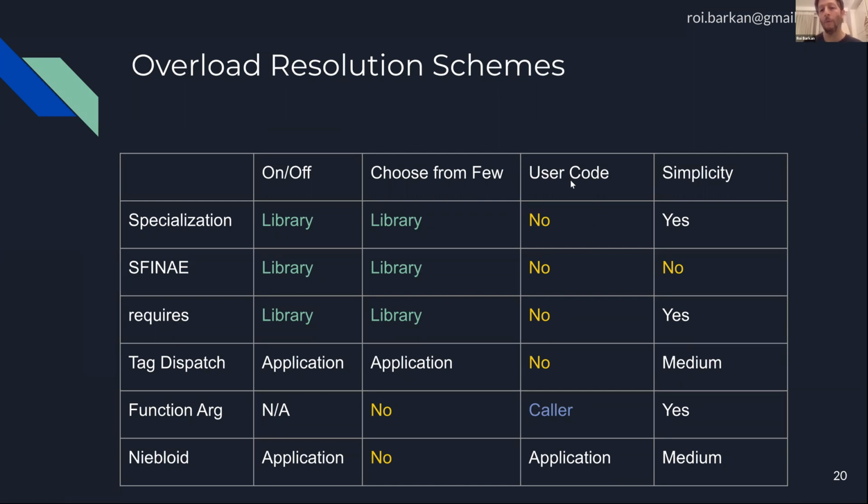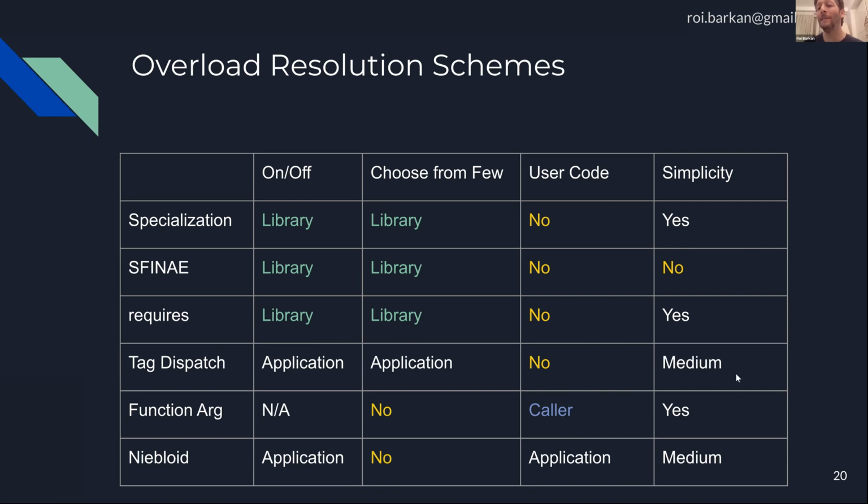Okay. Regarding injection of user code into the algorithm, the first two methods of just choosing between constraints don't really allow the user to put in their own code inside my algorithm. But definitely function arguments such as the comparator and a niebloid will let the caller basically inject code into my algorithm. I just want to say, by the way, that these alternatives and these options are not disjoint. One can write an algorithm that both uses a requires or SFINAE clause to choose whether it's viable or not, and also accepts a function argument or uses a customization niebloid to get some user code injected into it.